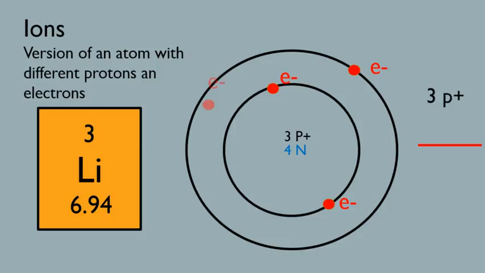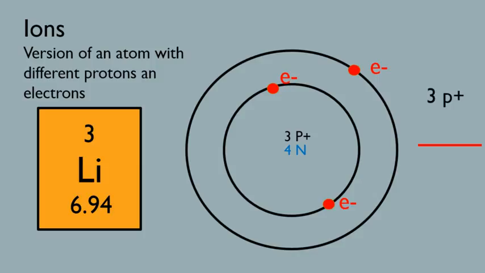However, we might have a lithium with an extra electron. So in this case, it has a 4th electron, and so it has a charge of -1. And the way we would write that is lithium with the superscript -1 above it. And this would be called an anion.